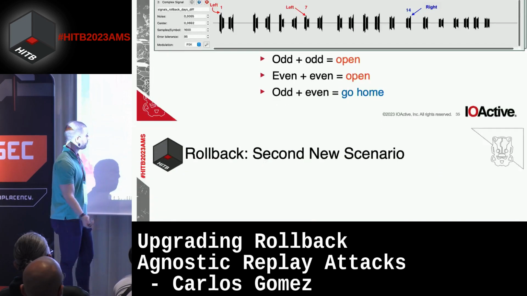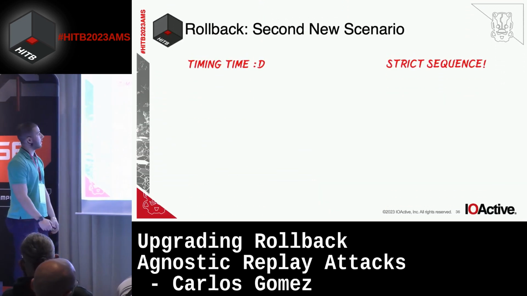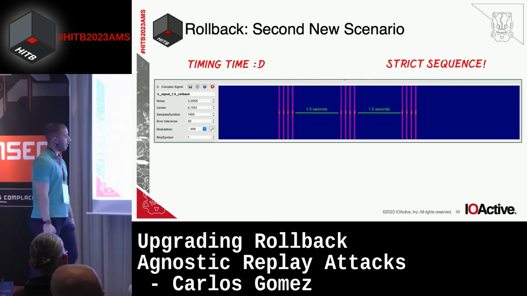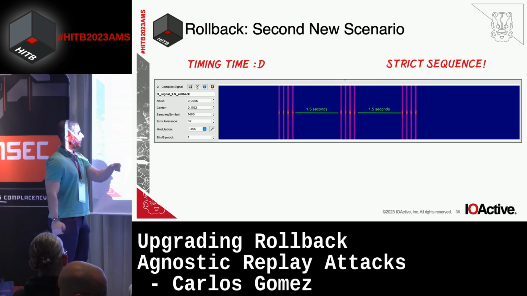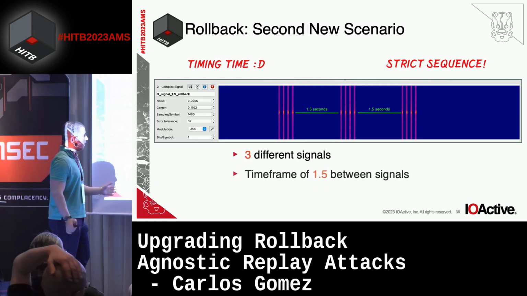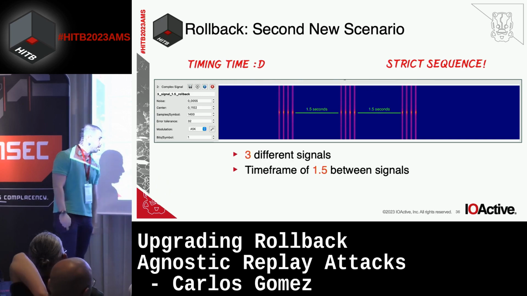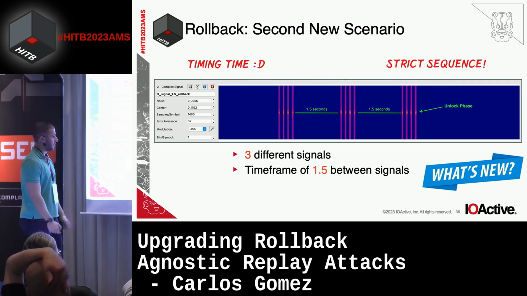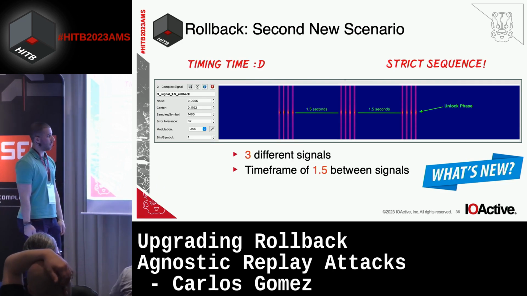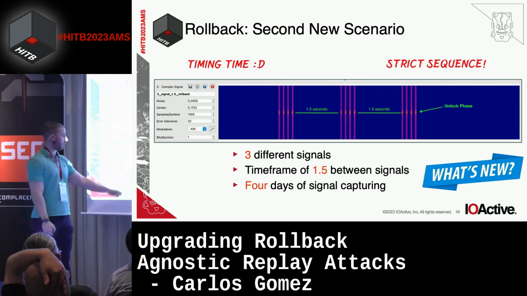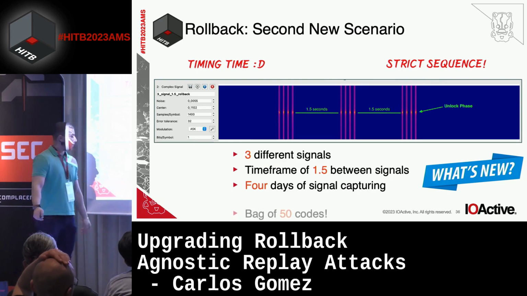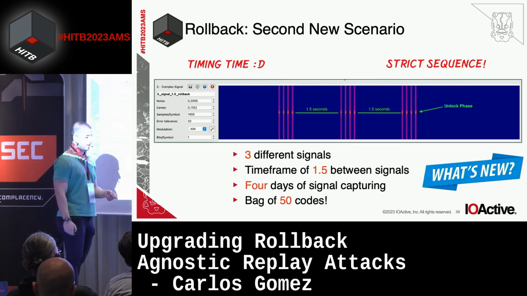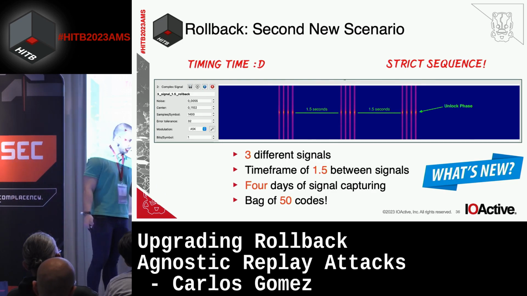Try another time. The second scenario that I discovered is, okay, we have 3 different signals with a time frame between them. So everything goes like the original one. Now you are thinking, okay, what's new here? This is the other case that is really powerful, because this signal was grabbed on 4 different days and in a box of 50 codes. That means that the owner used the car 15 times.